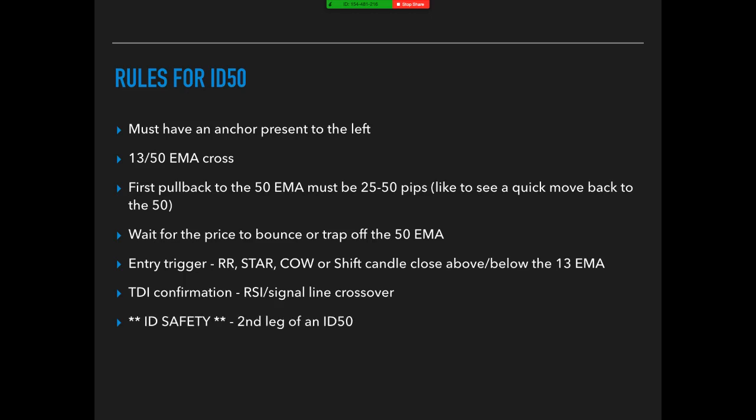There's also something called the ID safety, which basically happens when you get a second leg of an ID 50. So if an ID 50 doesn't pan out, it comes back and hits your stop loss, and then it moves back down and gives you a second leg, that's going to be an ID safety. The same conditions, same rules, except we have to see the RSI cross the market baseline also. So we get an RSI signal line cross and also a cross of the market baseline as well.